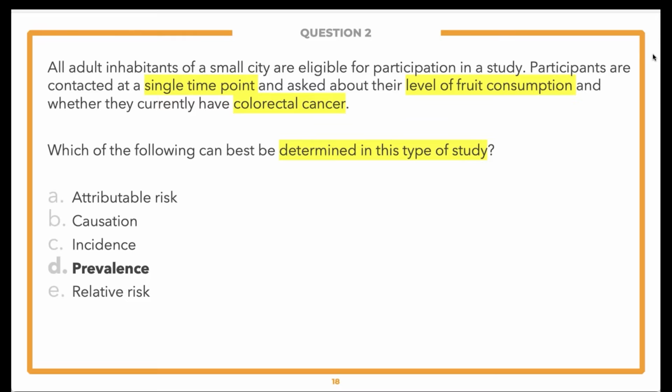Again, this is a classic biostats question. You want to be able to know the terminologies. I always tell my students, you don't need to be good at math to be good at biostats. You need to know terminology. You need to know what things mean and what they represent.